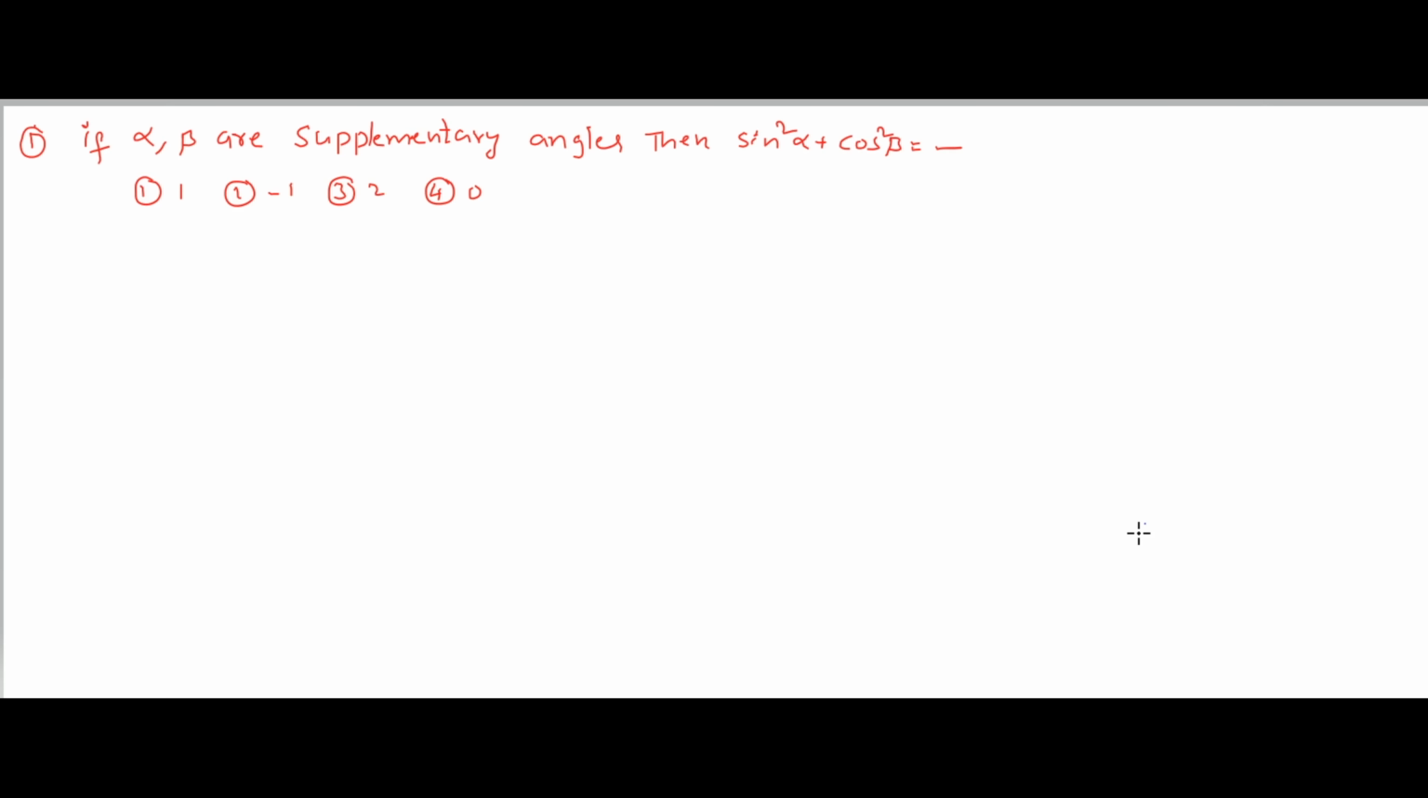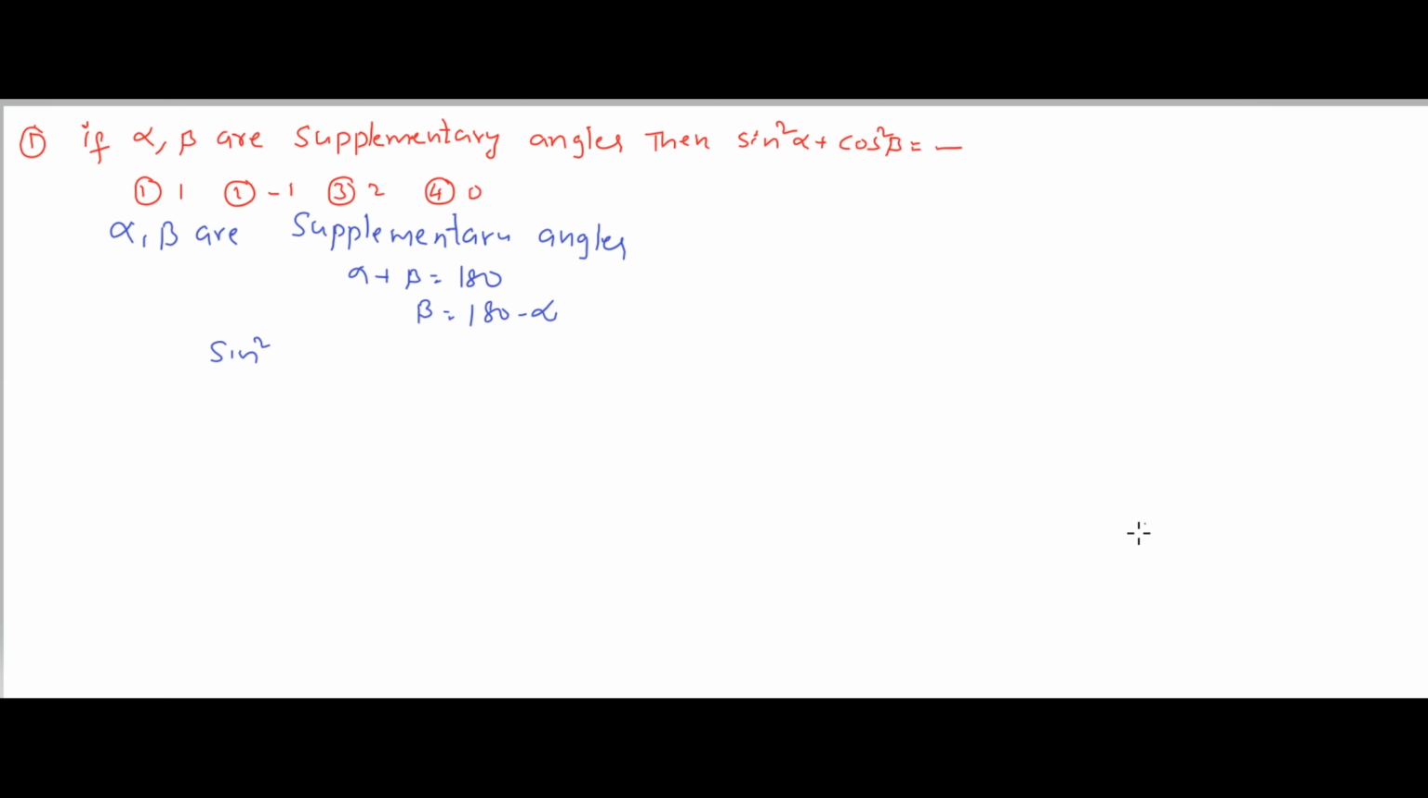If alpha and beta are supplementary angles, then sin square alpha plus cos square beta is equal to dash. Here it is given alpha, beta are supplementary angles. That means alpha plus beta is equal to 180 degrees. From this equation, beta is equal to 180 minus alpha.